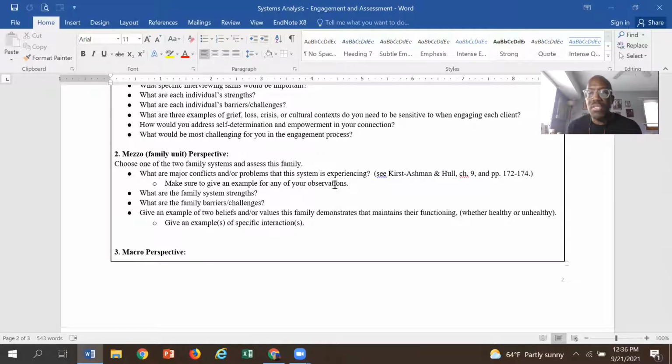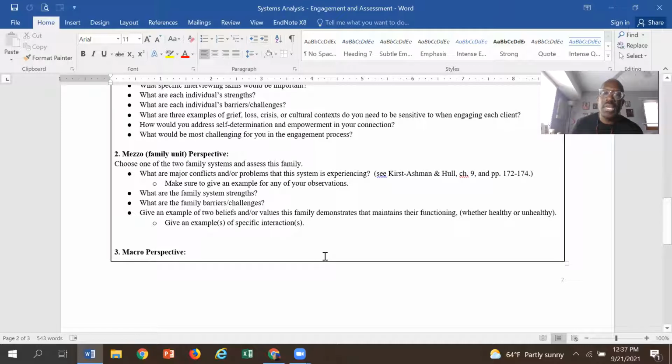So play back a conversation: mom may have said this to the kid at this particular point in time, and then cite the movie as a source of where that information came from. Look at what strengths naturally occur in that family. Look at what the family barriers and challenges are. So the entire family, not just one individual, because we're looking at the meso perspective.